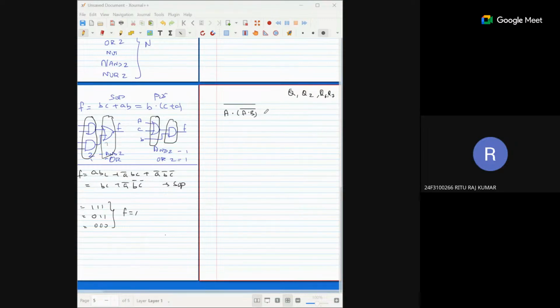A bar plus A dot B whole bar, meaning A dot B simple, without bar, sir. Yes, this is equal to A bar plus AB. Is it simplified, or is there any other simplification method we can have? We can use the distributive law over there. Okay, so what is the answer?